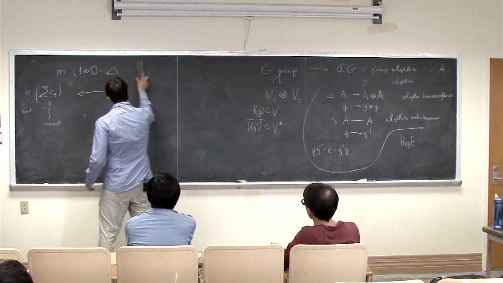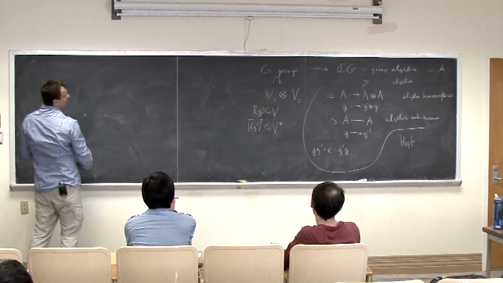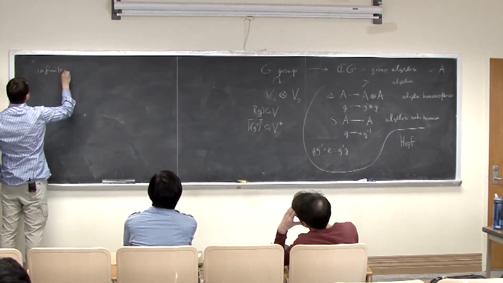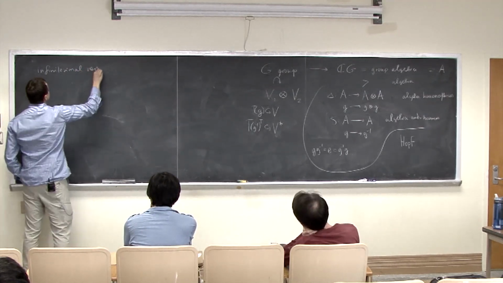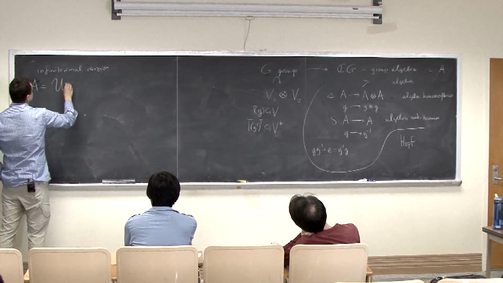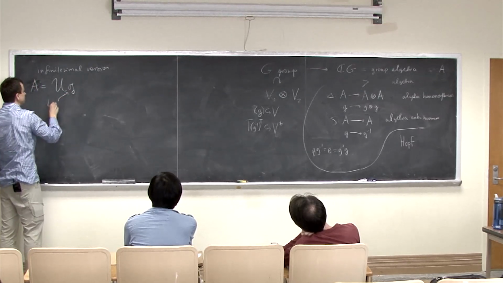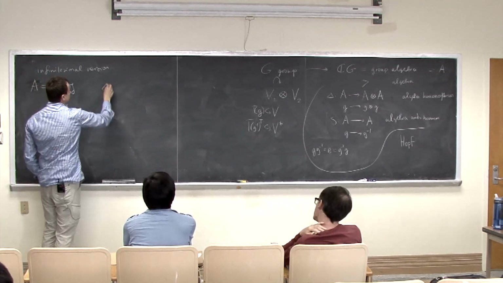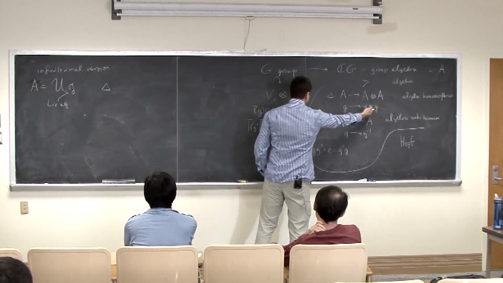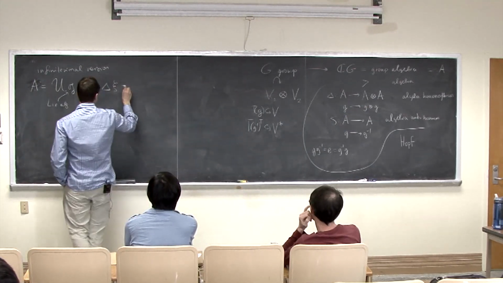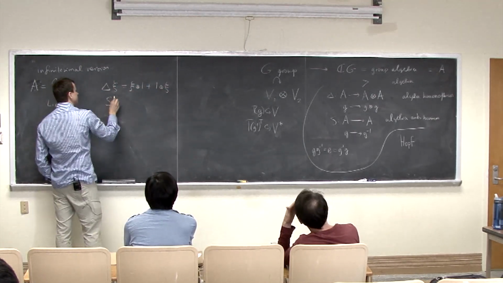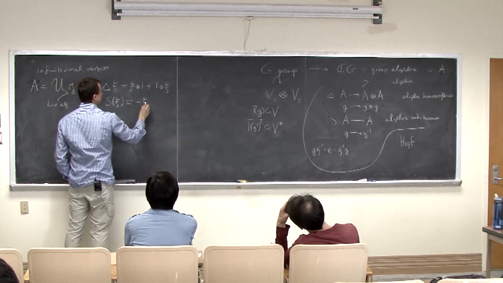Before we get to the quantum group, we would like to talk about the infinitesimal version of this. Where A would be the universal enveloping algebra of some Lie algebra g. It's a Lie algebra. Now the coproduct I get by differentiating this map. So I have delta of xi equals xi tensor 1 plus 1 tensor xi, and the antipode is minus xi.